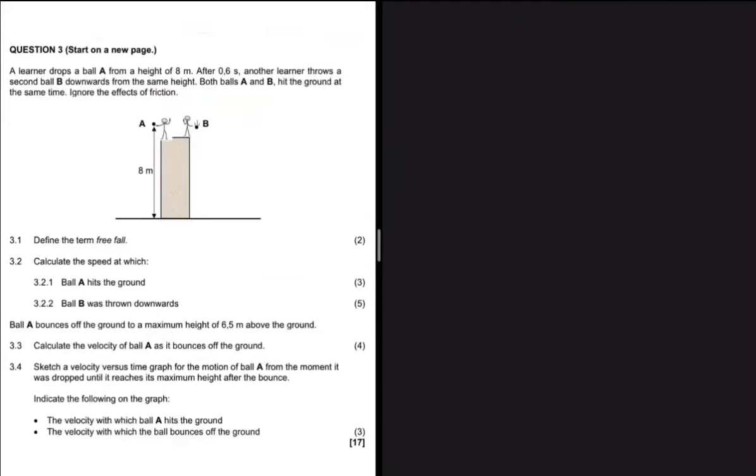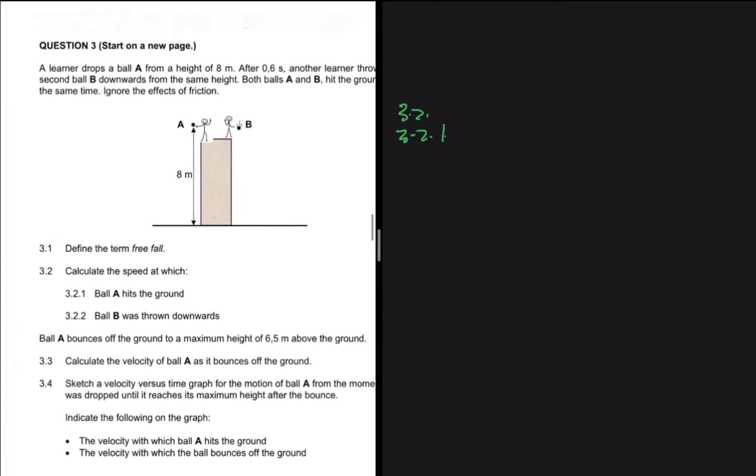How do we define the term free fall? Free fall is a motion of a body where gravity is the only force acting upon it. So let's jump straight to 3.2 and do 3.2.1. So 3.2.1 is saying, let's calculate the speed at which ball A hits the ground.